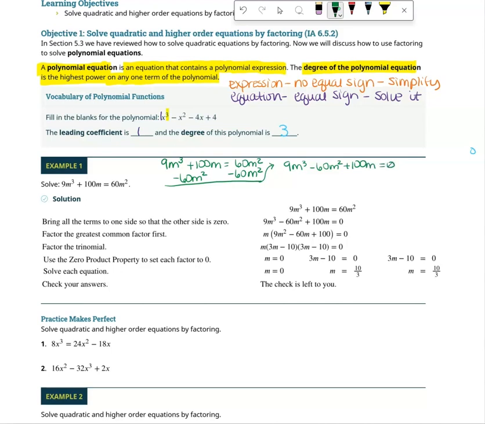Now we have 3, 2, 1. That's descending, so we're happy. Now we have to ask ourselves, what is the greatest common factor between these three? Well, each has an m, so we can factor out m. If we take m from 9m cubed, that's going to be 9m squared. We take m from 60m squared, it's going to be 60m. And if we take m from 100m, that's going to leave us plus 100. All that equals 0.